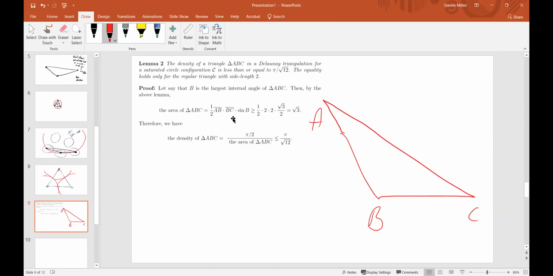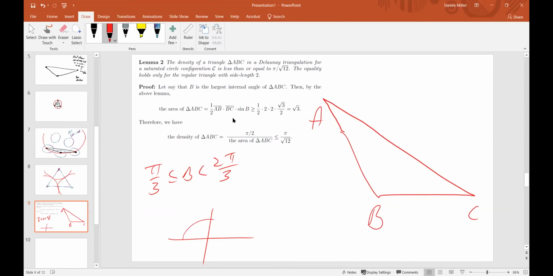So I believe, let's see. So we know pi over 3 is less than or equal to B, strictly less than 2 pi over 3. And we want to look at the sine. So where is the sine going to be largest? For which angle? Pi over 2. Right? If you think about your trig, here's your circle. If you vary theta, the value for sine is going to be largest when theta is straight up.